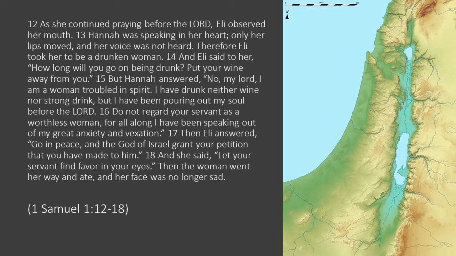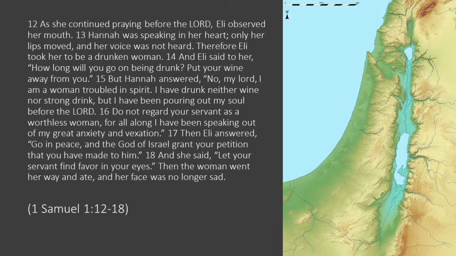As she continued praying before the Lord, Eli observed her mouth. Hannah was speaking in her heart, only her lips moved, and her voice was not heard. Therefore Eli took her to be a drunken woman. And Eli said to her, "How long will you go on being drunk? Put your wine away from you."